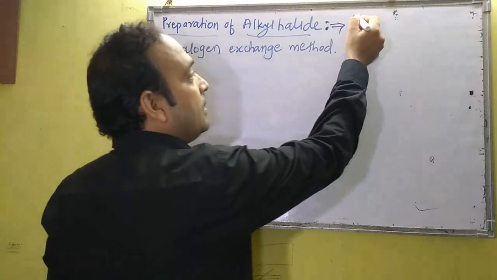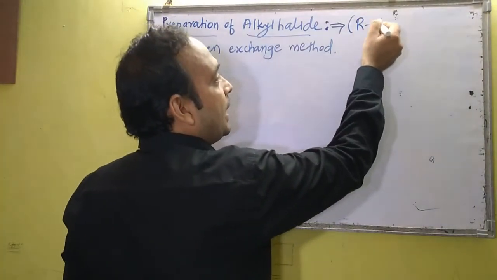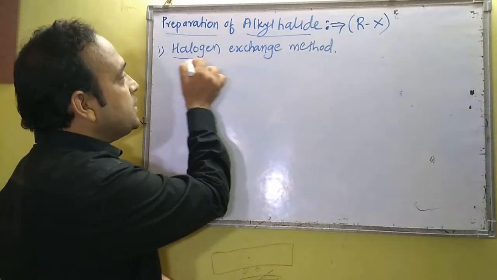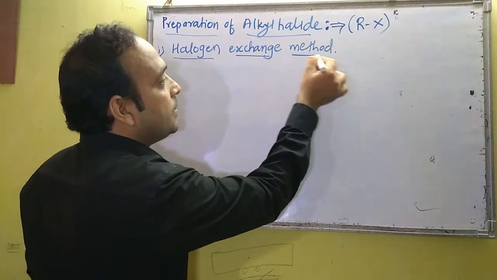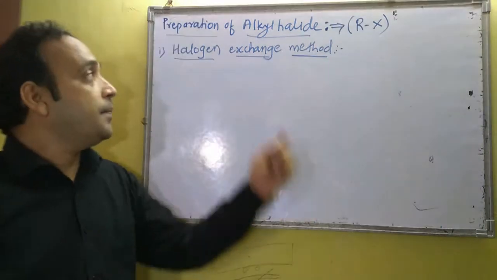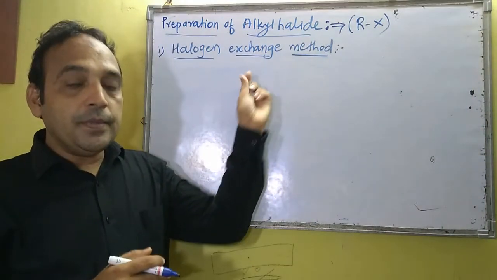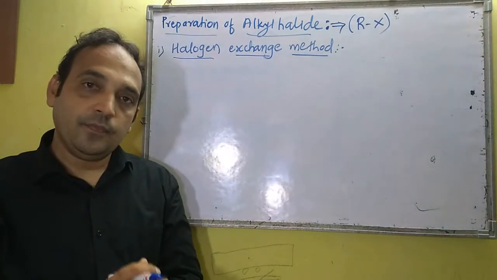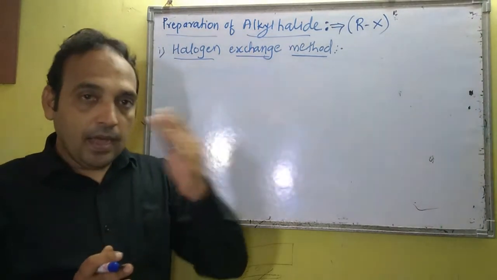Now alkyl is represented by R, halide is represented by X. So alkyl halide. Now first method I am going to start is the halogen exchange method. Halogen exchange method means one halide is replaced by another halide.